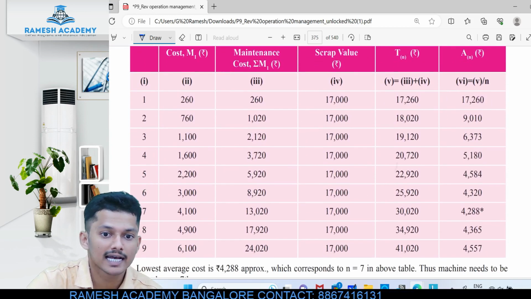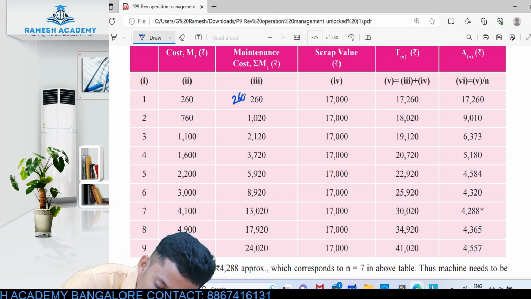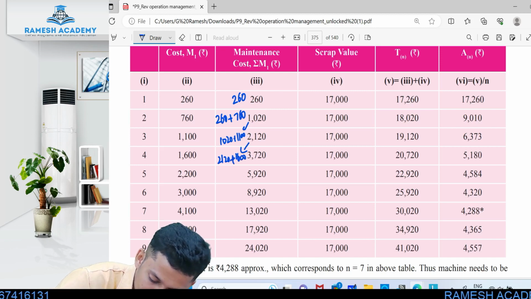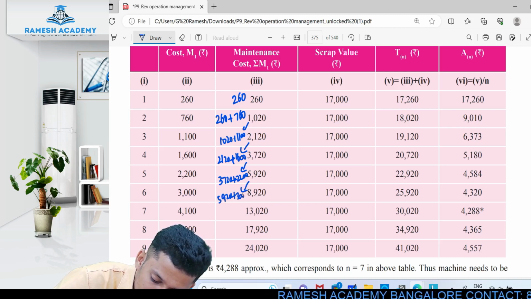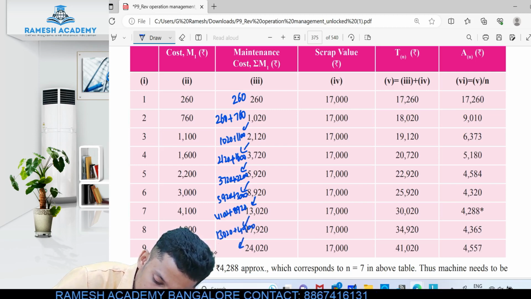See now, first year as it is in the question I have given, and then the cost of maintenance, that is cumulative. Cumulative means take 260 as it is here, 260 plus 760, then here you get 1020 plus 1100, then here 2120 plus 1600, then here 3720 plus 2200, 5920 plus 3000, then 8920 plus 4100, 13,020 plus 4,900, 17,920 plus 6,100. You get this.